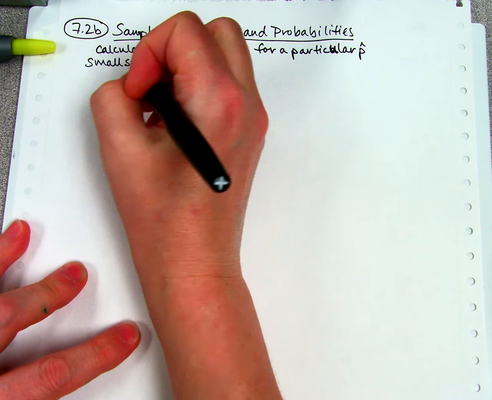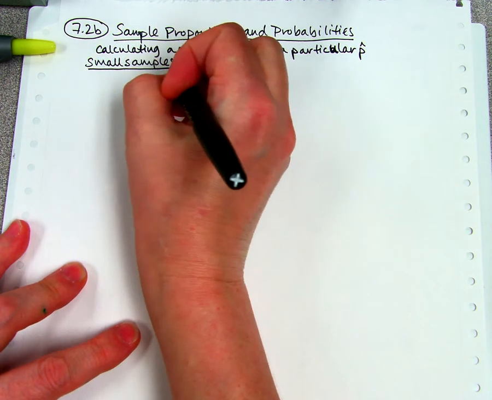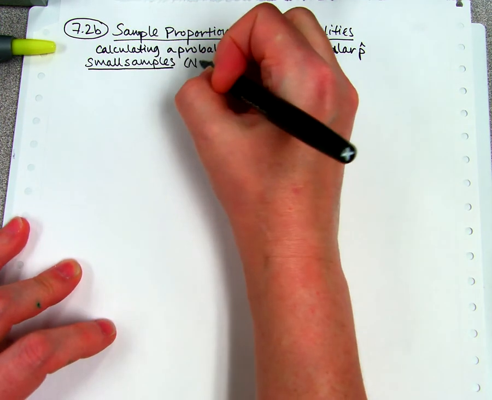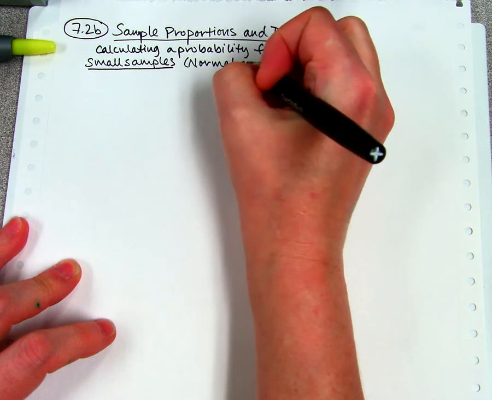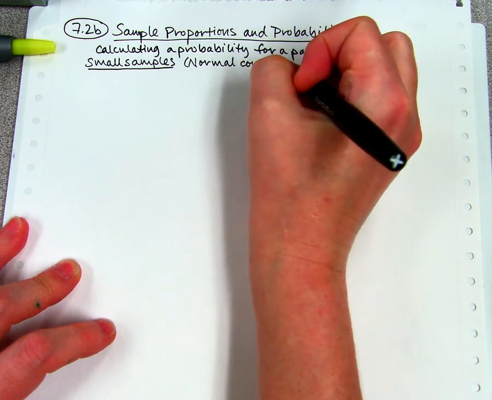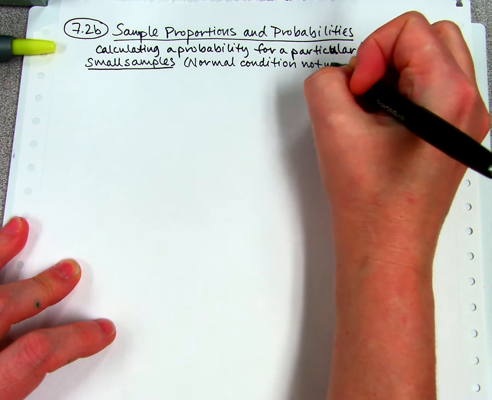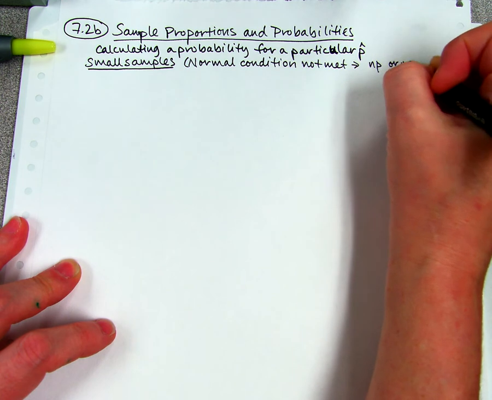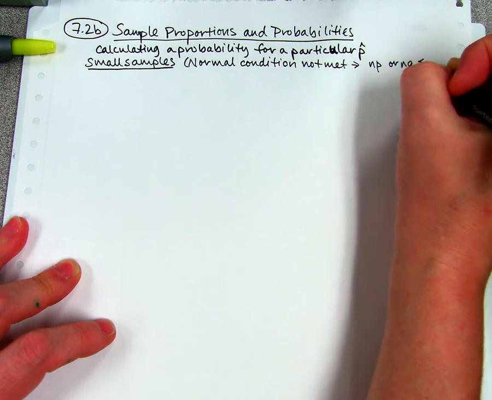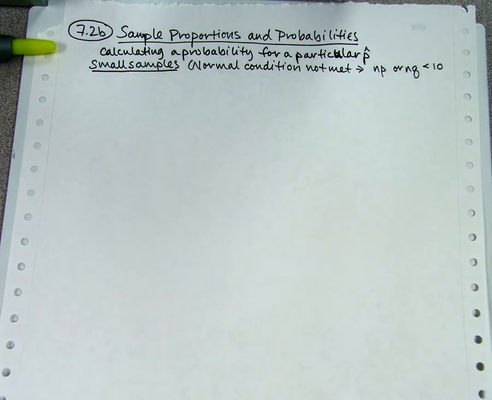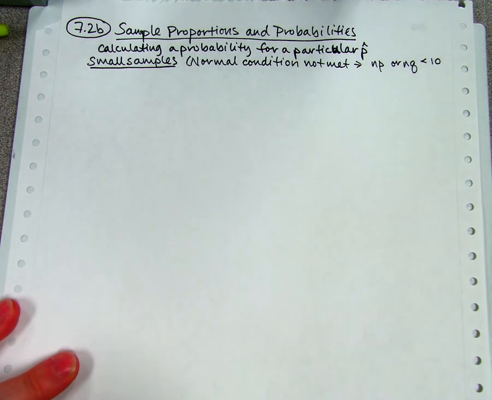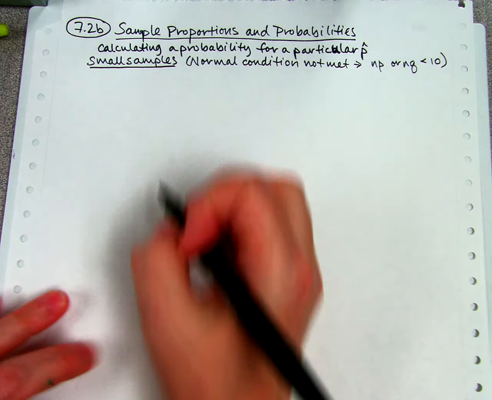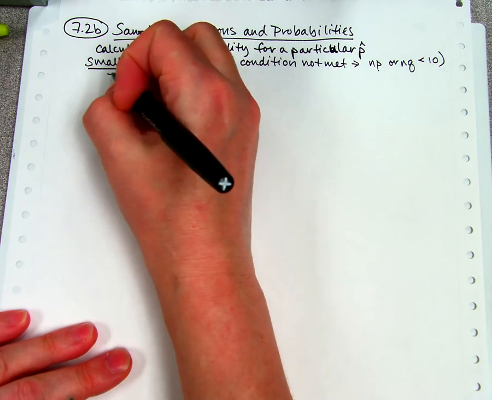Let's start with small samples, which means that I'm going to talk about situations where the normal condition is not met. And that would mean that np or nq are less than 10, because greater than or equal to 10 is what would cause us to use the normal approximation. So let's first talk about what if you can't use the normal approximation. And that means we're basically dealing with a binomial probability.